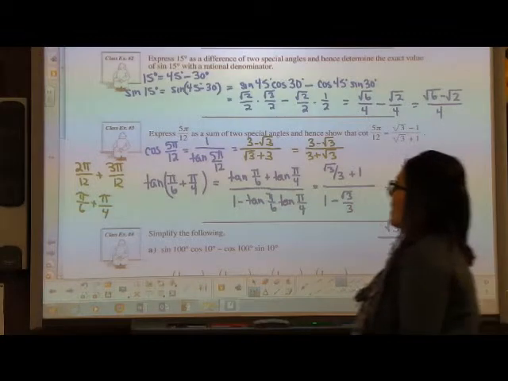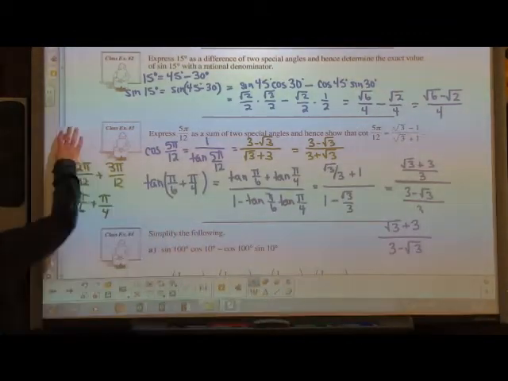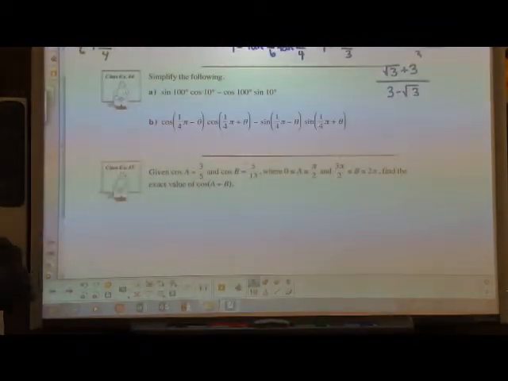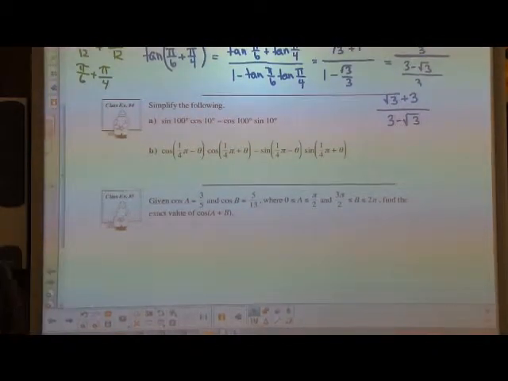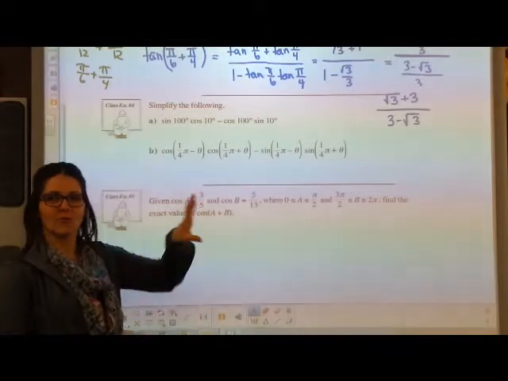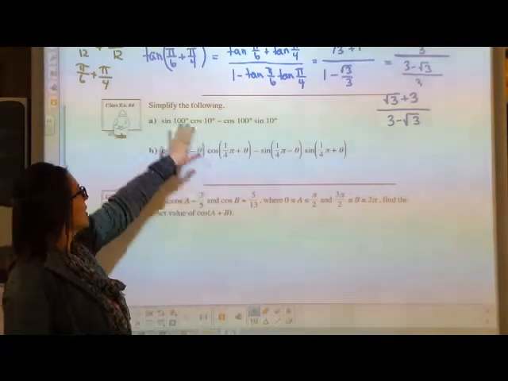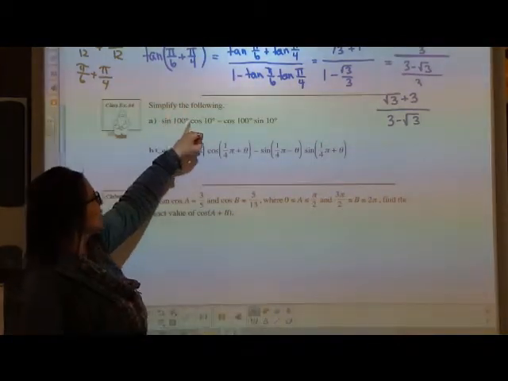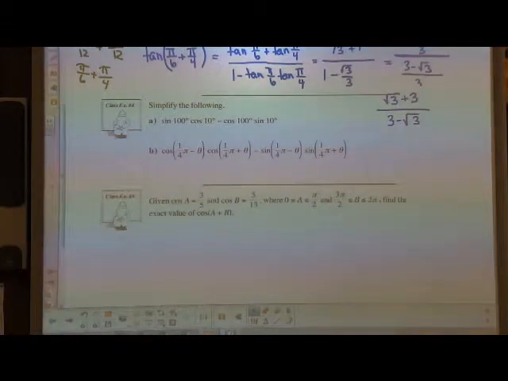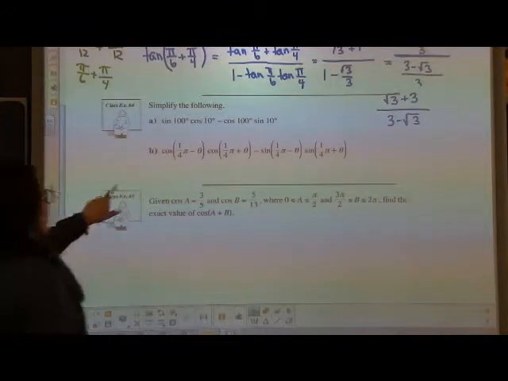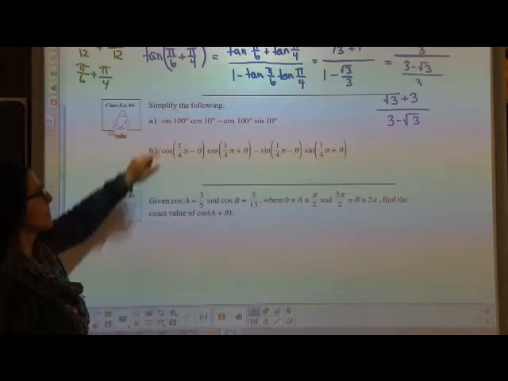Okay, class example 4 is a little bit easier because with class example number 4 you're working backwards. You're taking the right-hand side and writing it as the left-hand side. So if I look at this, I have sine 100 cos 10 minus cos 100 sine 10. So if I look at the right-hand side of those identities, what does this match up to?